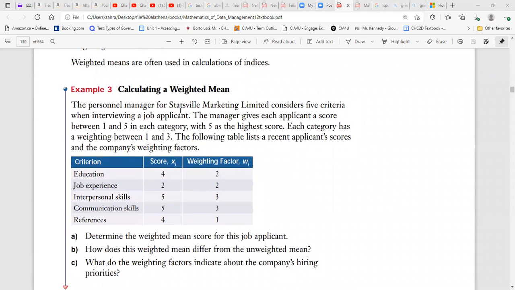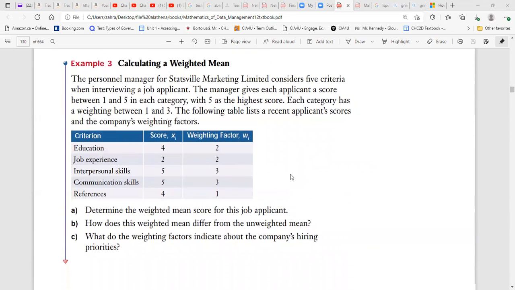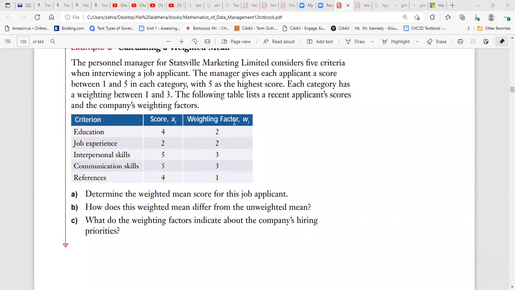The personnel manager for Statville Marketing Limited considers 5 criteria when investigating a job applicant. The manager gives each applicant a score between 1 and 5 in each category, with 5 as the highest score. Each category has a weighting between 1 and 3. The following table lists a recent applicant's scores and the company weighting factors. So here's the weighting factor.